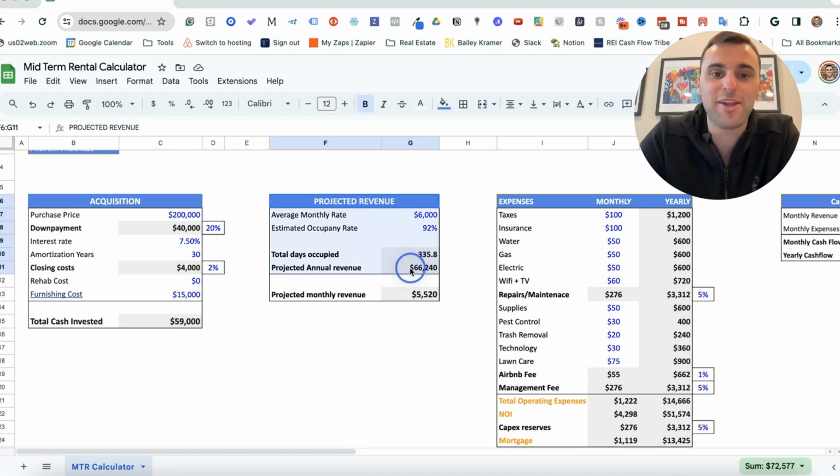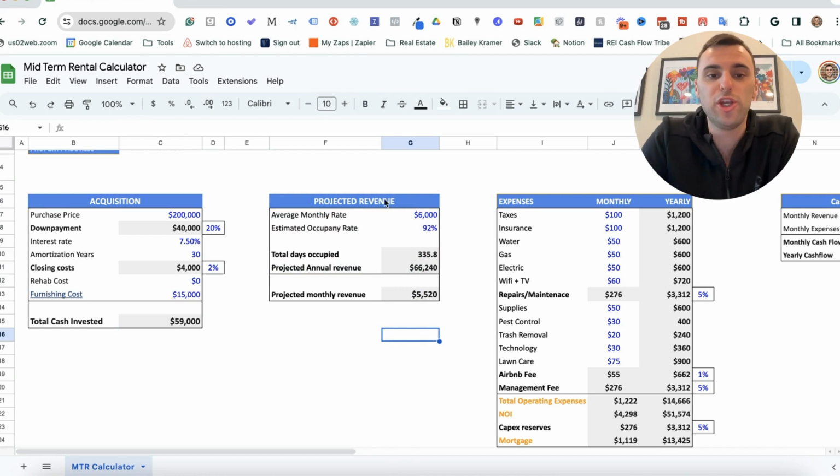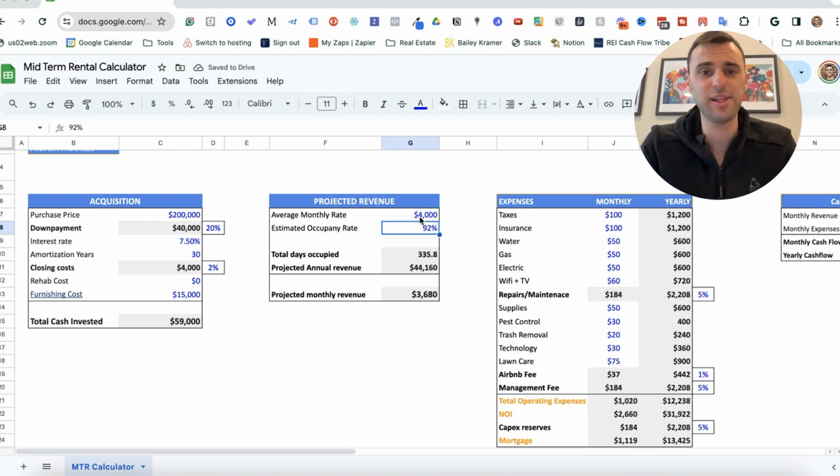Now, the next tab here is projected revenue. So what you can do is put the average monthly rate. Let's just say for this property, we're going to say $4,000 per month. And you might be like, Bailey, how do I find how much the average monthly rate is going to be? One of the simplest things you can do, again, just for a rough analysis, I have videos going way deeper into this, but go to Furnish Finder.